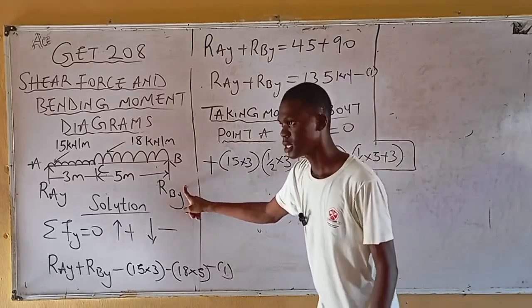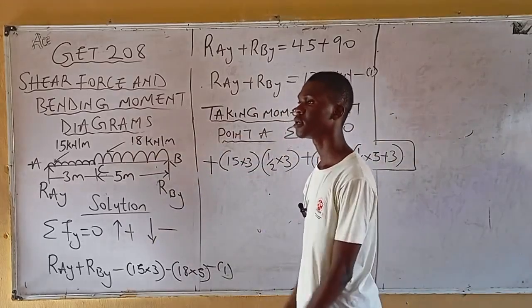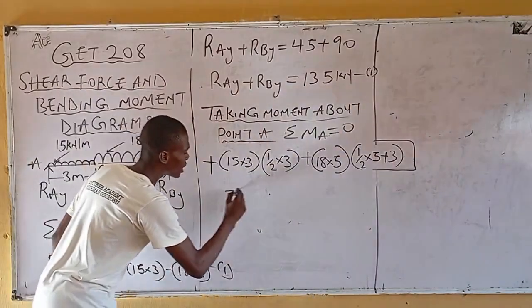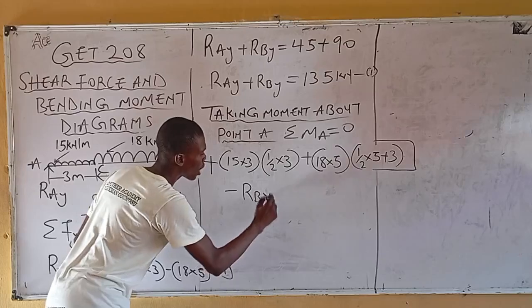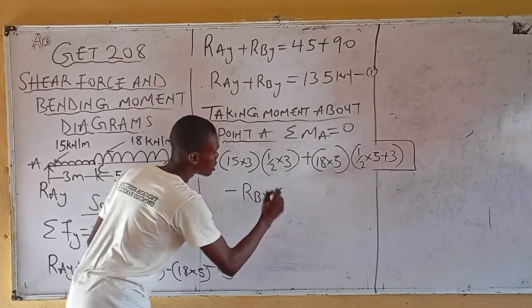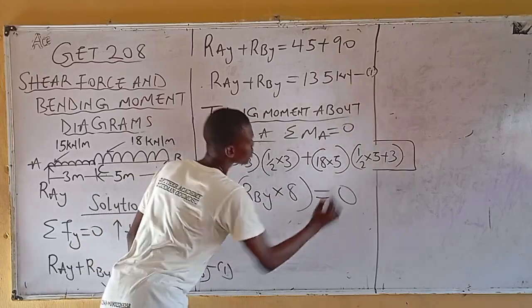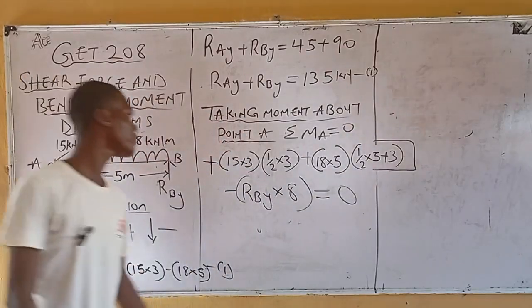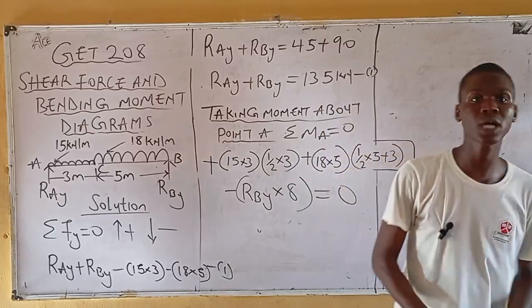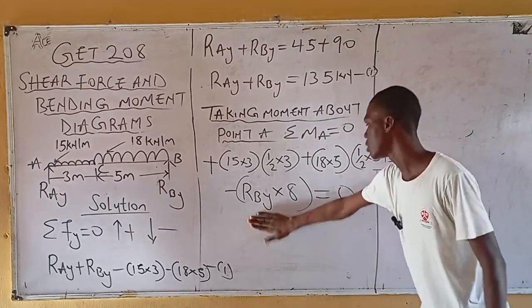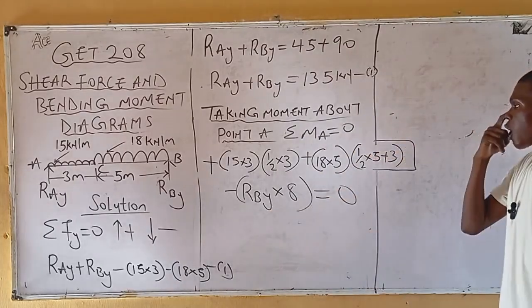I have this force. In what manner is this force going? Anti-clockwise. Positive or negative? Negative. Meaning I have negative RBY times 8, which equals 0. Now I believe you know what the next thing to do from here is. Solve for RBY. So let's solve for RBY.